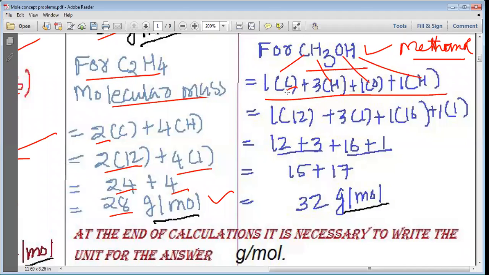We know that the atomic mass of carbon is 12, so we can easily put 12 for this. Same way for hydrogen, the atomic mass is 1. So wherever we have hydrogen, we put 1, and the atomic mass of oxygen is 16 gram per mole. So when we put all these values, we get 1 into 12 plus 3 into 1 plus 1 into 16 plus 1 into 1. 1 into 1, 1. 1 into 16, 16. 3 into 1, 3. And 12 into 1, 12. So we have 12 plus 3 plus 16 plus 1.